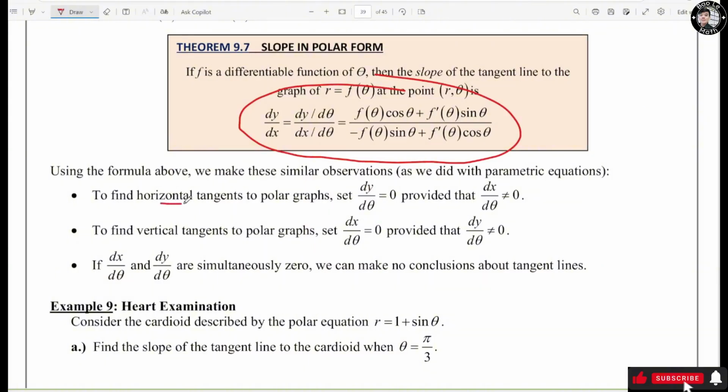Now, to find the horizontal tangents to the polar graphs, we just set the numerator equal to 0 and the denominator different from 0. So this guy equals 0, this guy not equal to 0. To find the vertical tangent to polar graphs, we need to set the denominator equal to 0 and the numerator not equal to 0. If dx over d theta and dy over d theta are simultaneously 0, we can make no conclusion about tangent lines.